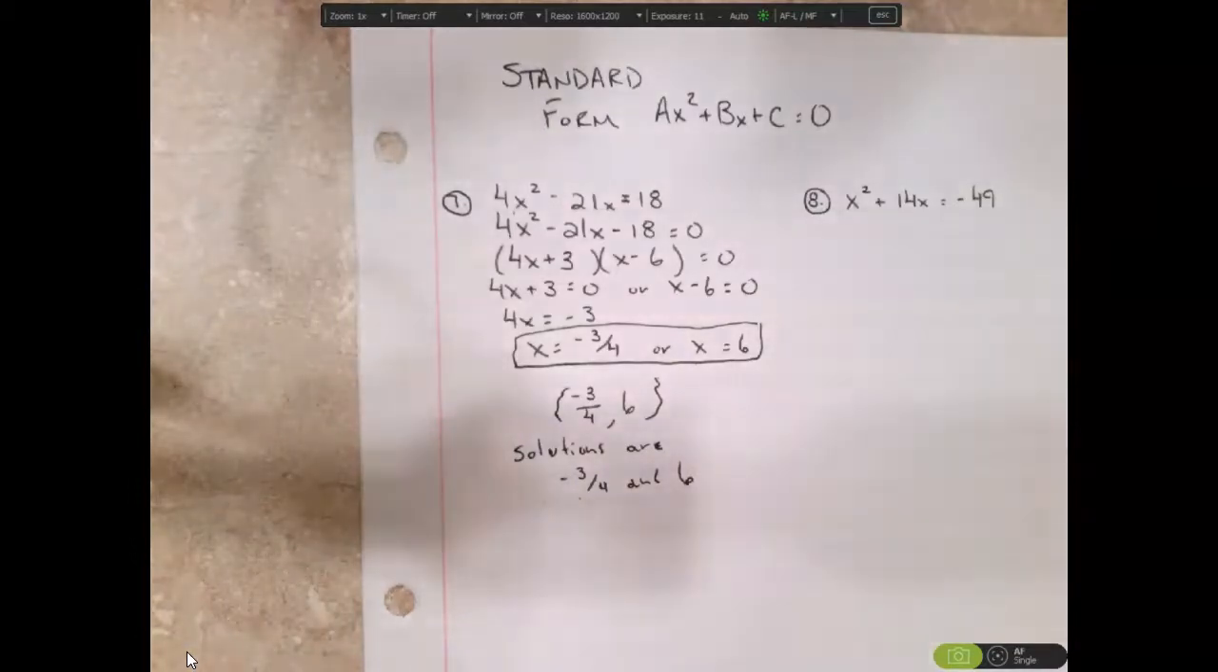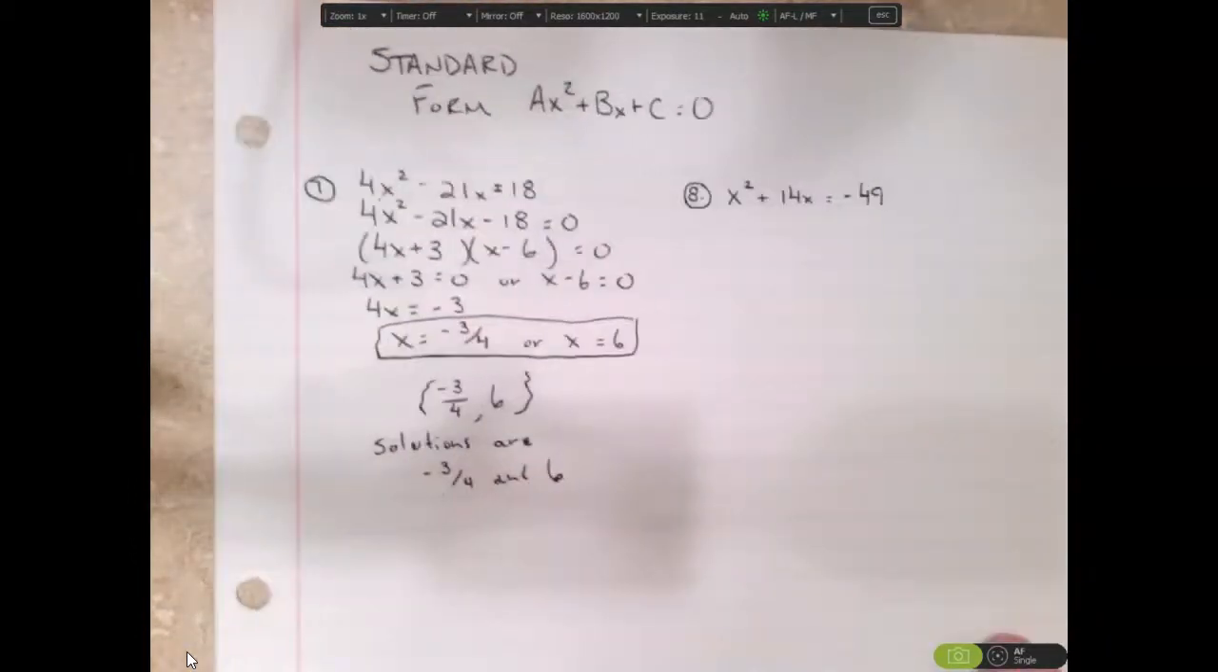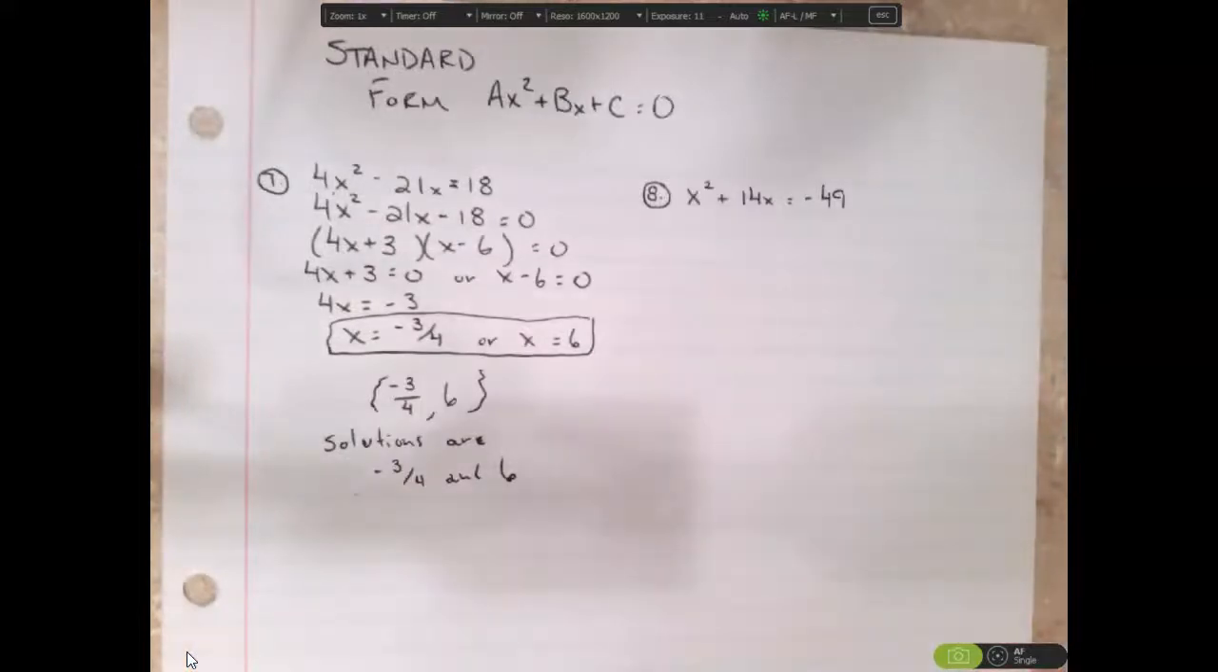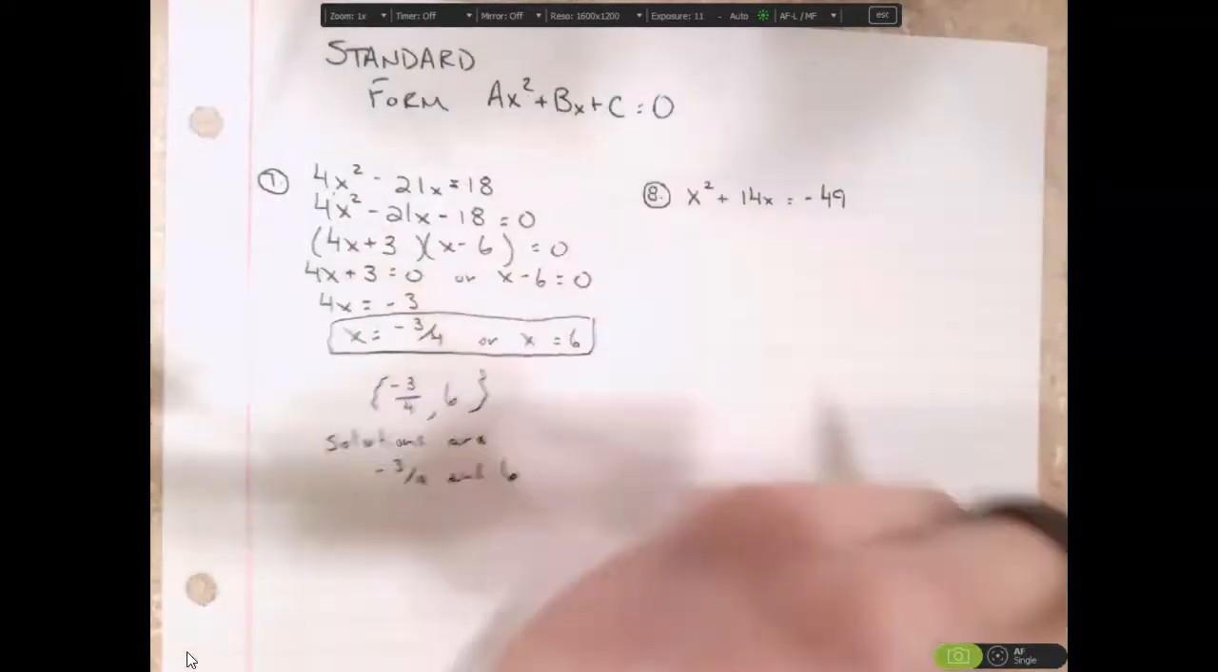Our last problem, number 8. X squared plus 14x equals negative 49. This is probably another good one to pause the video, try it on your own, and then you can unpause and we can compare answers and see how you did. Alright, so let's take a look at this one.